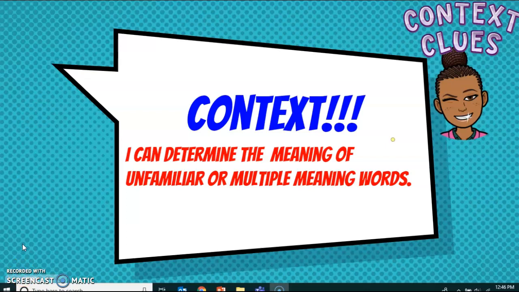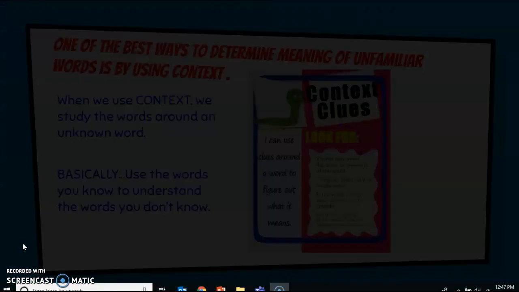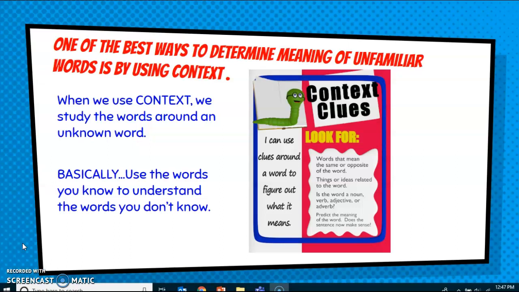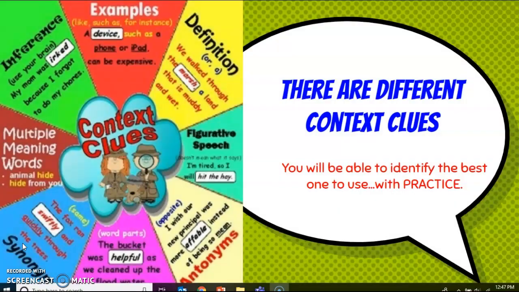Okay, today we are going to be looking at context, and your target is: I can determine the meaning of unfamiliar or multiple meaning words. One of the best ways to determine the meaning of unfamiliar words is by using context. And so basically when we use context, we study the words that are around an unknown word. Basically, we use those words that we already know to help us understand words that we may not fully understand.